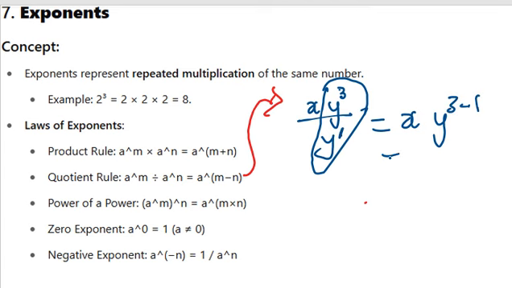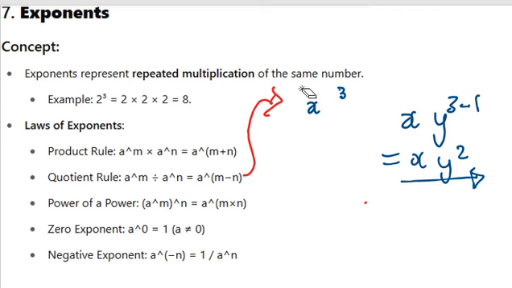So you remember to focus only on the same variables. Okay, let me just go back to what we just discussed here.